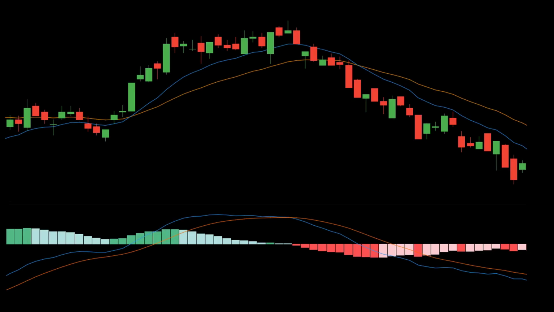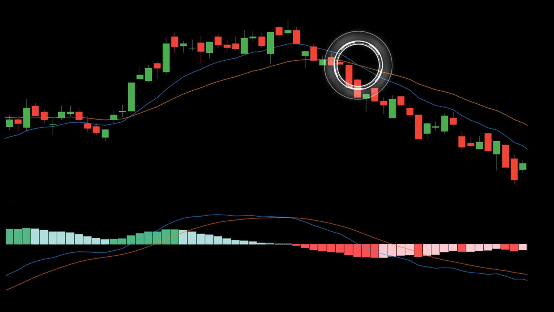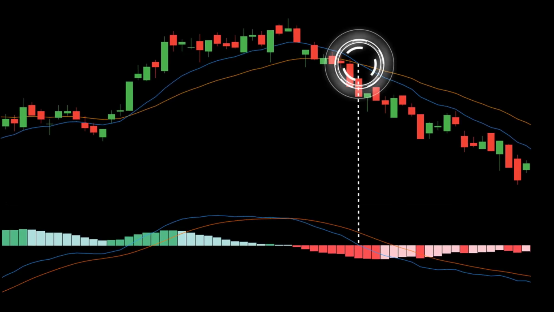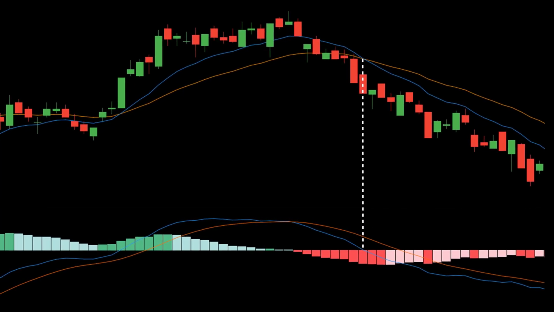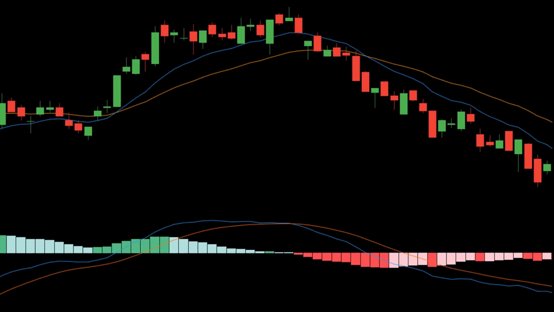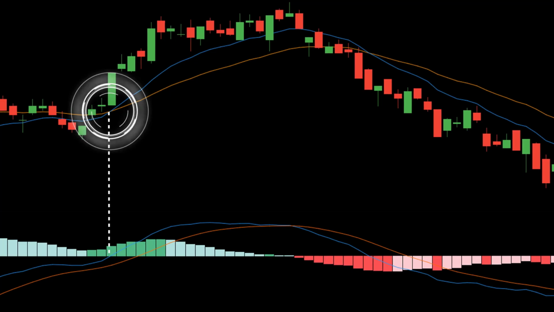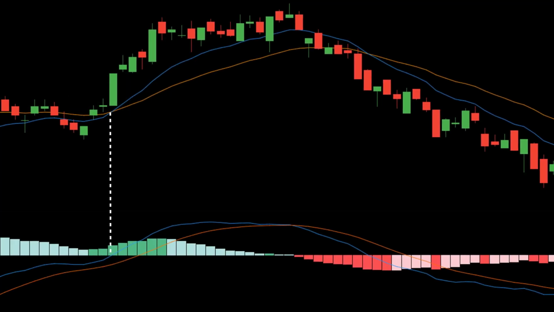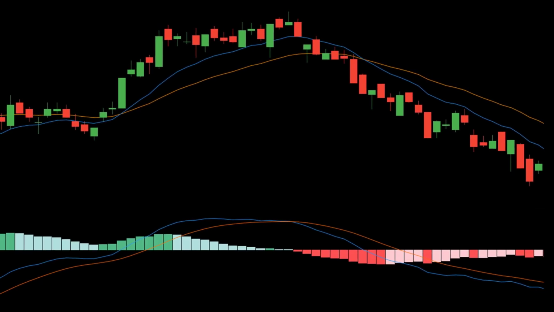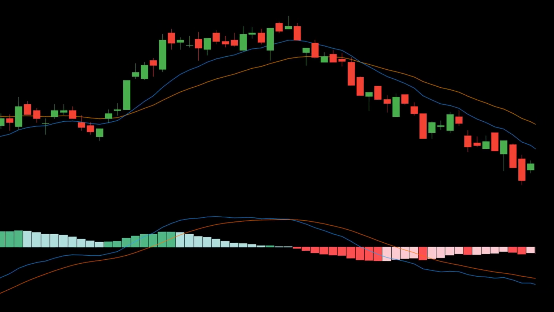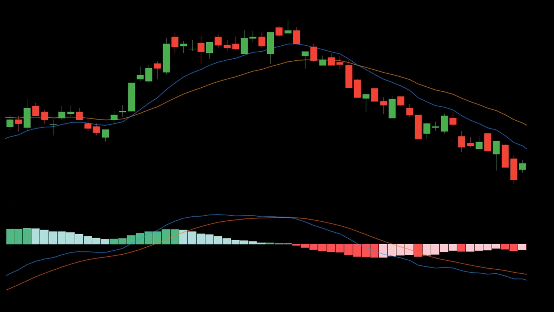The zero line acts as a reference point in the MACD indicator. When the 12 EMA crosses below the 26 EMA, the MACD line moves below the zero line, signaling that the market is shifting into a downtrend. Likewise, when the 12 EMA crosses above the 26 EMA, the MACD line moves above the zero line, signaling that an uptrend is starting. In general, zero-line crossovers tend to be more reliable than regular MACD crossovers. But once again, you should wait for additional confirmation before placing a trade.